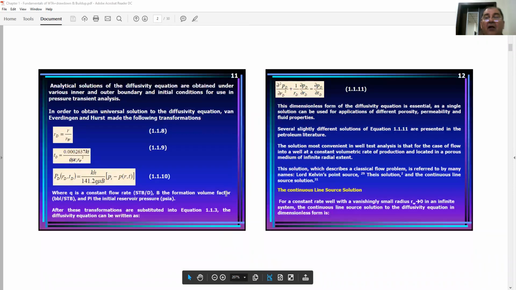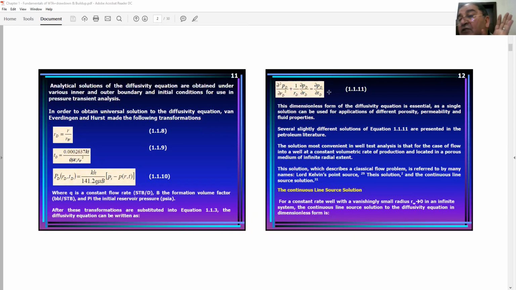Okay. Now, we're gonna stick with this one. So we're not gonna talk about the first one. We're gonna talk about this one. See, here is the model. This is the diffusivity equation in dimensionless form given to us for circular drainage area. Now we need to solve this one.